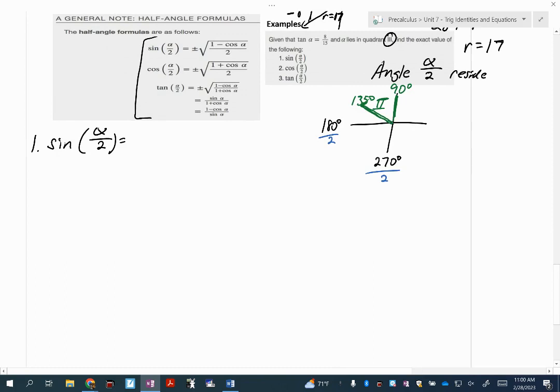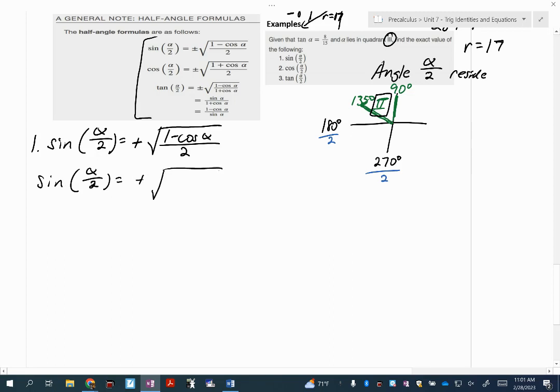So I'm going to write down my formula, which is the square root of 1 minus cosine of alpha over 2. Now, before I start plugging in stuff, decide, is this going to be the positive version or is it going to be the negative version? And what I notice is we're in quadrant 2, right? We decided at the end of the day we're in quadrant 2 for our half of an angle. So if we're in quadrant 2, right, all students, S for students, S for sine. So this will be the positive version.